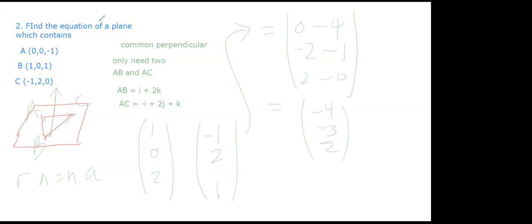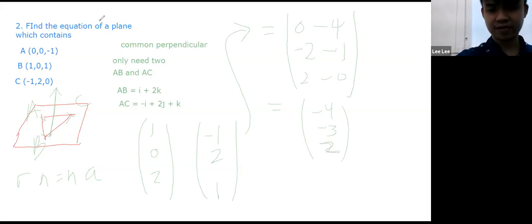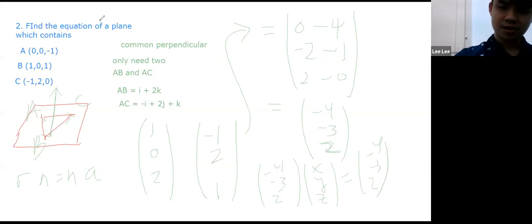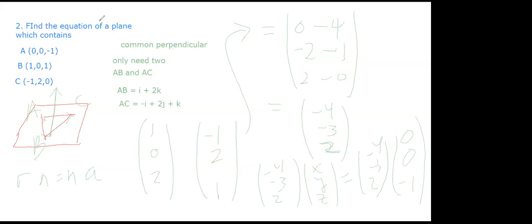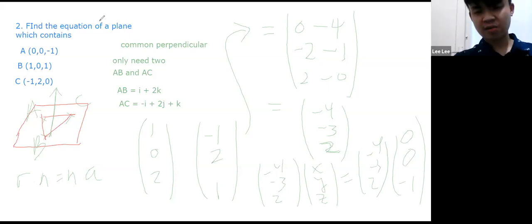So after you get the normal, then you can continue. Now you have r dot n, so negative 4, negative 3, 2, and you start with x, y, z, equals n dot a. The a may be chosen from those 3 points. Because I'm very lazy, I choose (0, 0, -1). Do you understand until here? Yeah. So it becomes negative 4x minus 3y plus 2z equals negative 2. That is the answer.